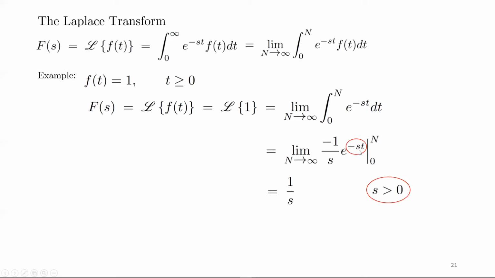Okay, if s was less than 0 here, we would have had a problem because this exponential would not have converged to some finite value. It would have gone off to infinity if s was negative, because then we would have got the exponential of something that's positive. Okay, so the key point is here we have to be careful what values of s ensure that our integral, or our limit here, converges to something finite. We don't want this thing going to infinity. So it turns out that the Laplace transform of the constant 1 is just 1 over this new variable s, where s has to be greater than 0.